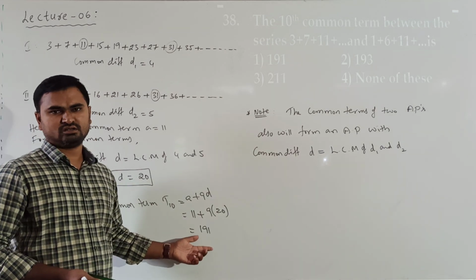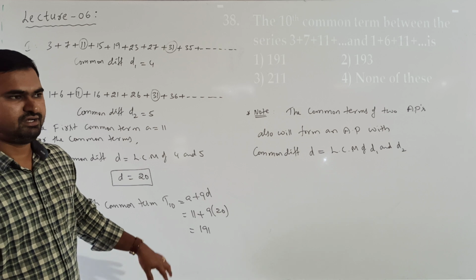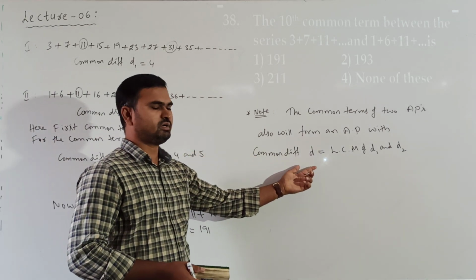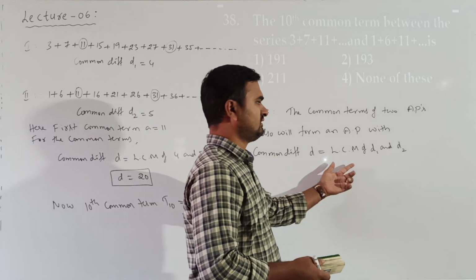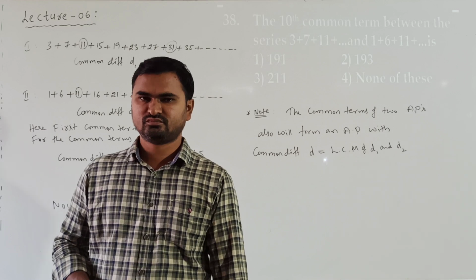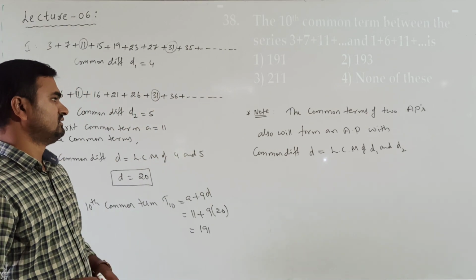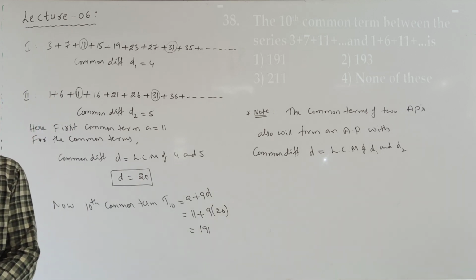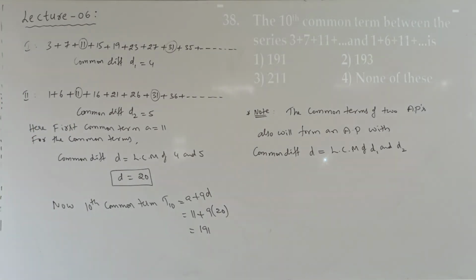Not only the 10th common term, any common term we can find with the help of the first common term and the common difference, which is the LCM of the common differences of the two progressions given. Okay. So the method is important. So remember the method of solving. Let's see the next question.